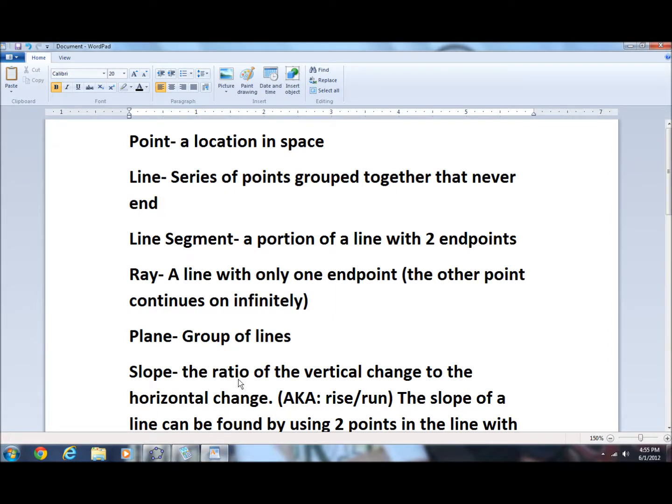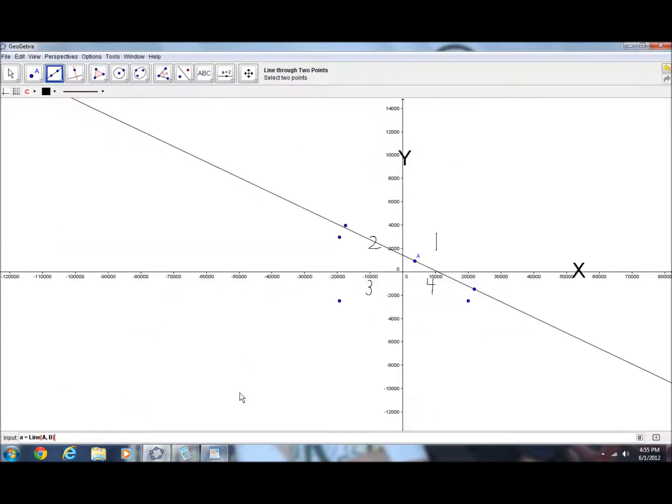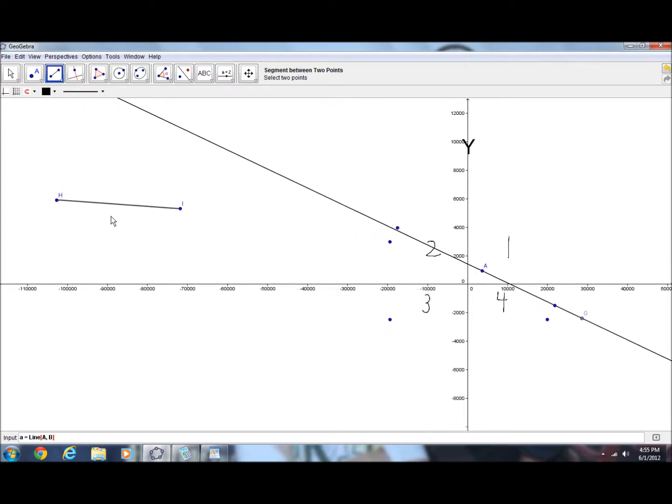A line segment is a portion of a line with 2 endpoints. So basically, a line segment does end. We could say that point A to this point right here is a segment of the line. Or right here, AG is a line segment of this entire line. Or let's just create a regular line segment. That's line segment HI. Let's just zoom in over there.